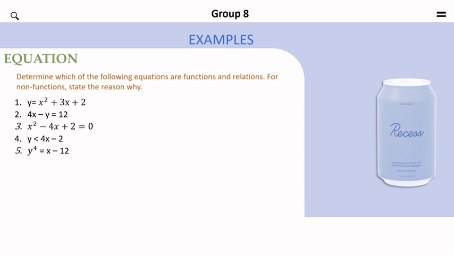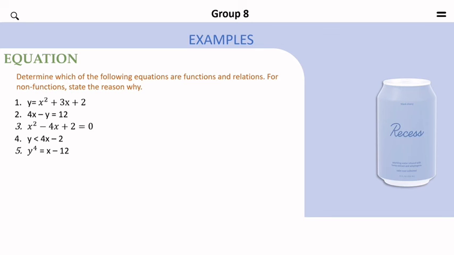Last but not the least, we have the equation. Determine which of the following equations are functions and relations. For non-functions, state the reason why. Number 1, y equals x squared plus 3x plus 2.